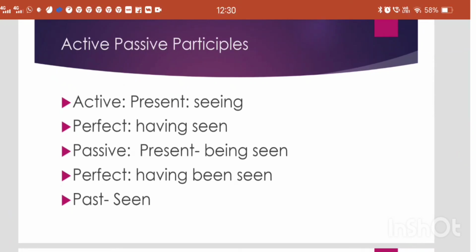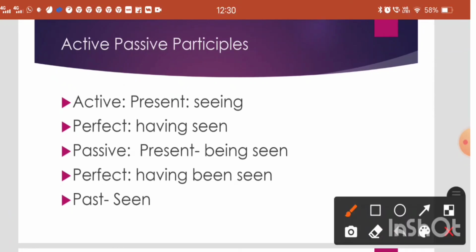Active and passive forms of the participles. Active form in present tense, seeing. Perfect tense, having seen. We have added having plus third form. And in passive, being seen. Seeing is converted into being seen. And perfect, having been seen. And past, seen.